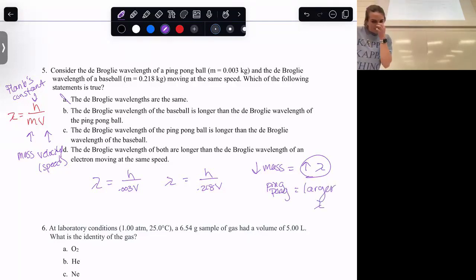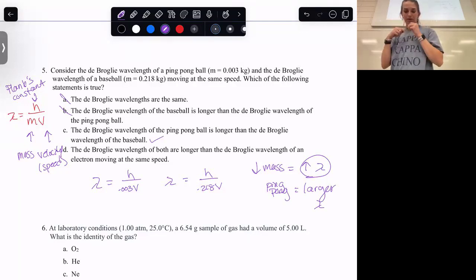So the de Broglie wavelength of the baseball is longer than the de Broglie wavelength of the ping pong ball. Nope, that's not it, because we just said the ping pong ball has the bigger one. And then the de Broglie wavelength of the ping pong ball is longer than the de Broglie wavelength of the baseball. We said that's true. We just proved that.